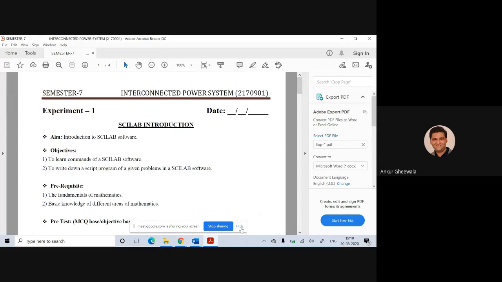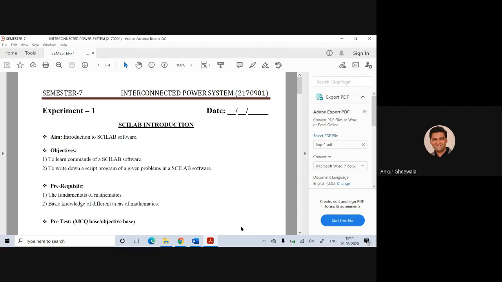Today I will start the introduction of Scilab software. Whenever we do not have MATLAB, at that time we can also use Scilab software, because Scilab is open software. It can be used by anyone, either by downloading Scilab software on the laptop, or we can also use all the facilities of this software online by using Scilab Cloud.